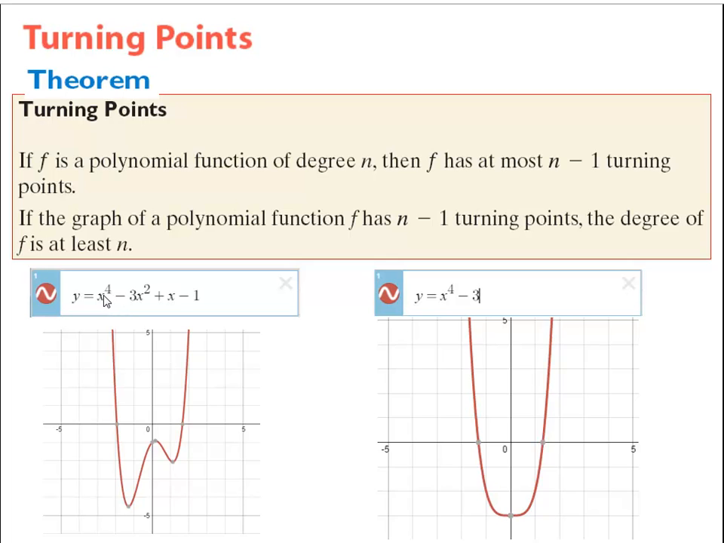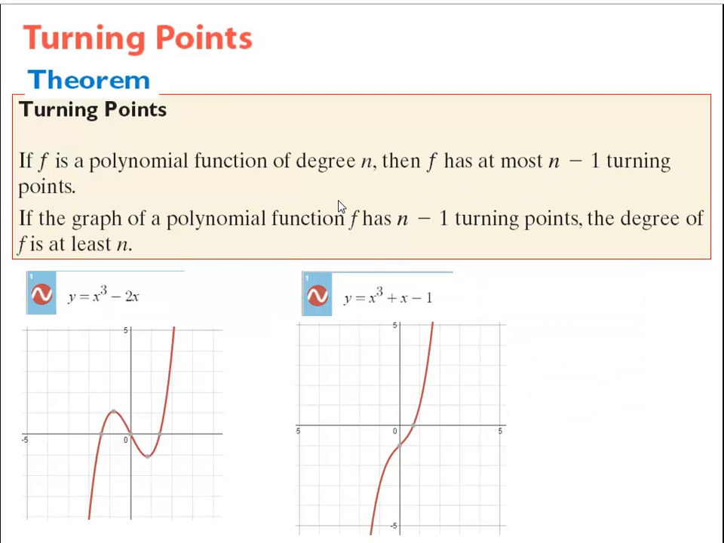So again, a degree 4 polynomial could have 3 or 2 or 1 turning points, but it can't have more than 3, based on this theorem. Okay. Again, another illustration. Here's a degree 3 polynomial, and it should have at most 3 minus 1, or 2, turning points.